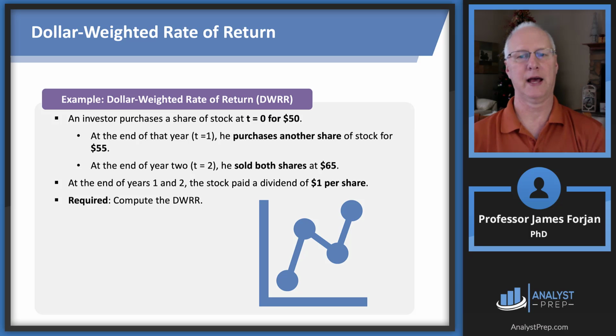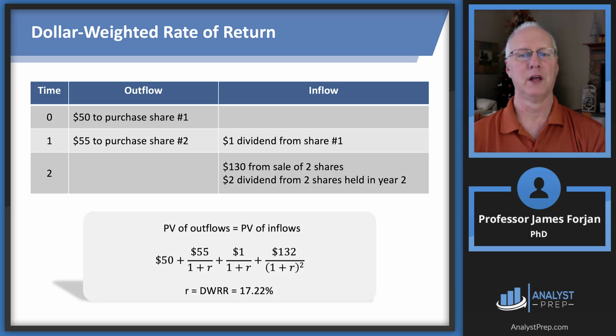So let's take a look at an example piggybacking on what we did before. So there's our $50, there's our $55, and there's selling of the 2 shares at $65, and there's the dividend. So compute the dollar-weighted rate of return. And there's the timeline that we put together similarly from before, but we're going to use our cash flow buttons.